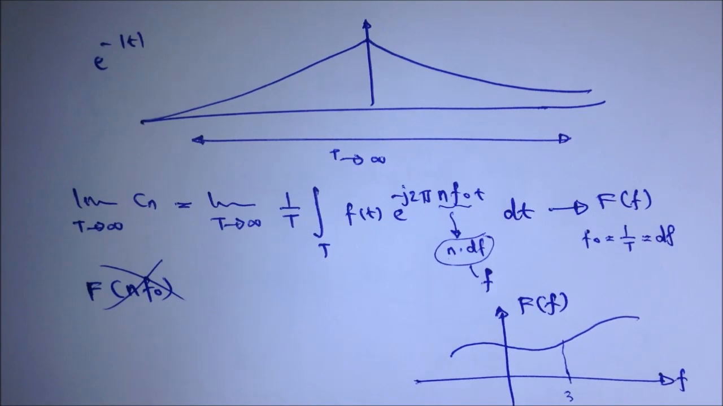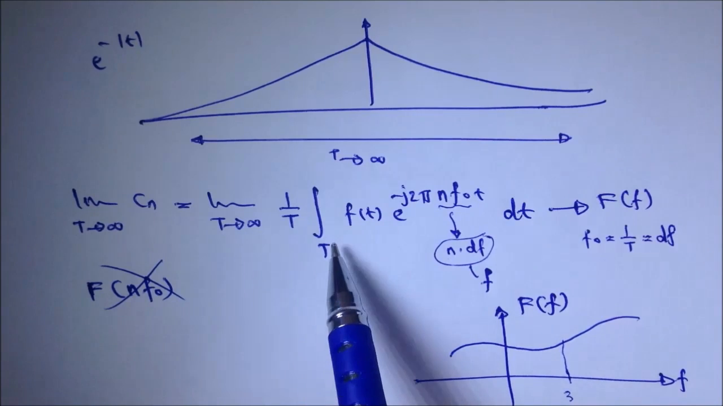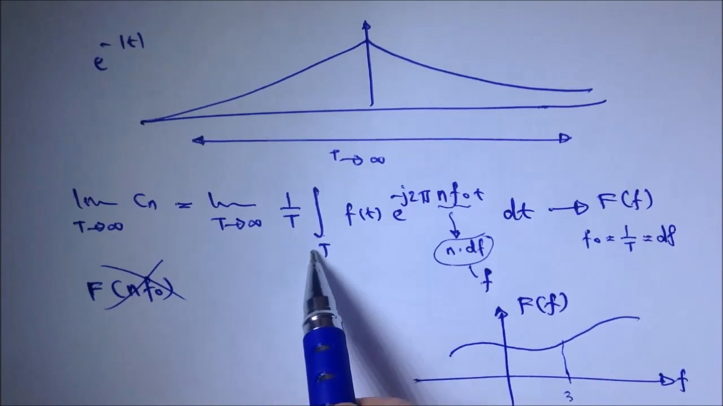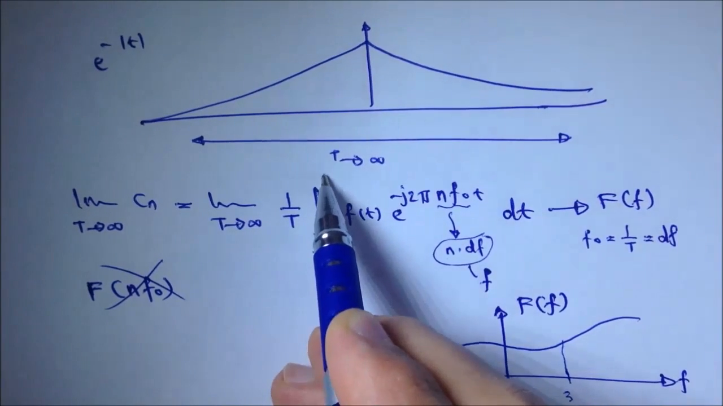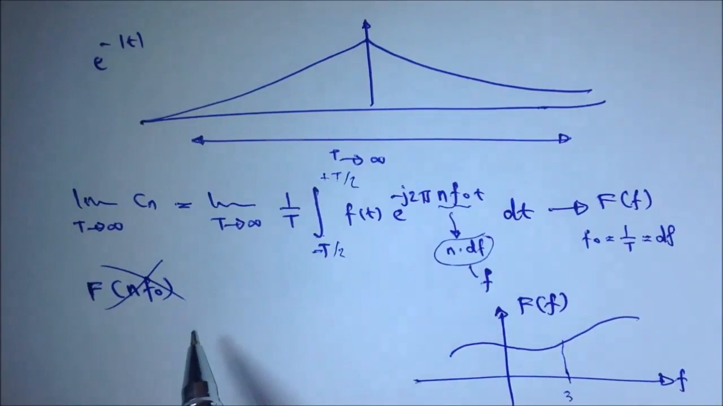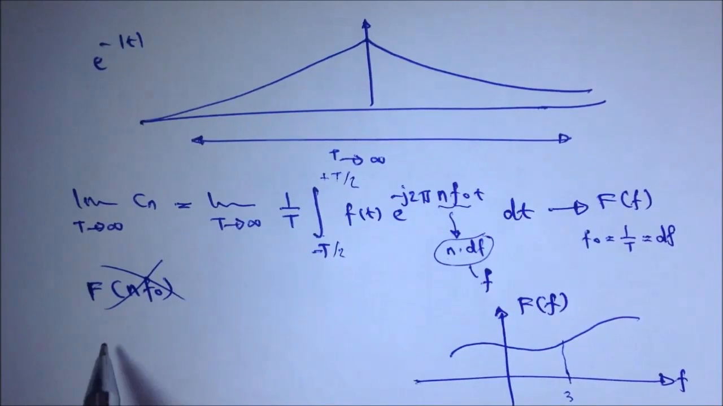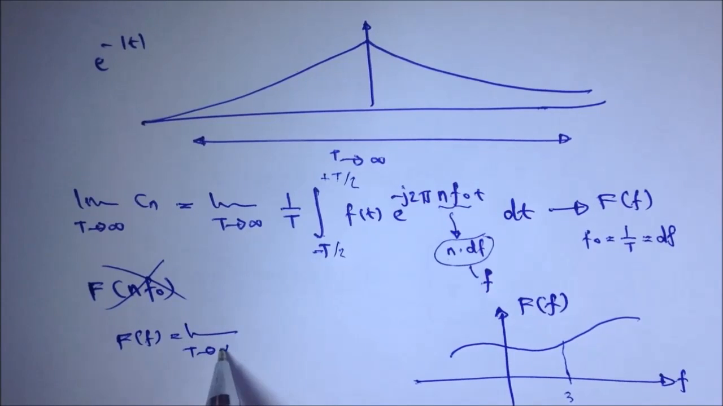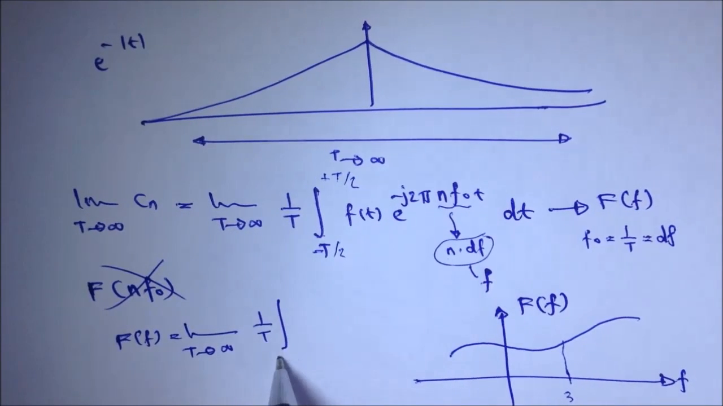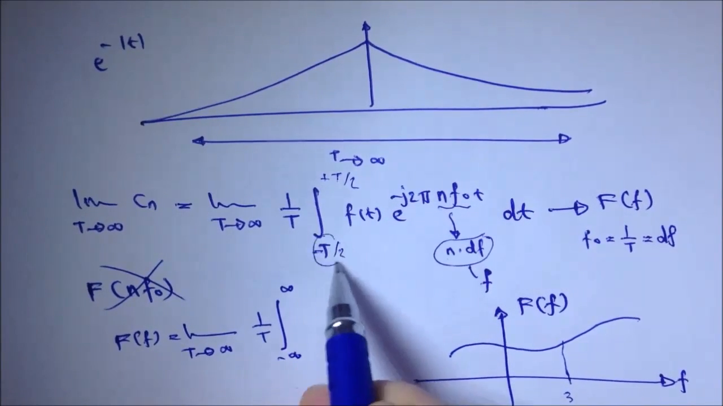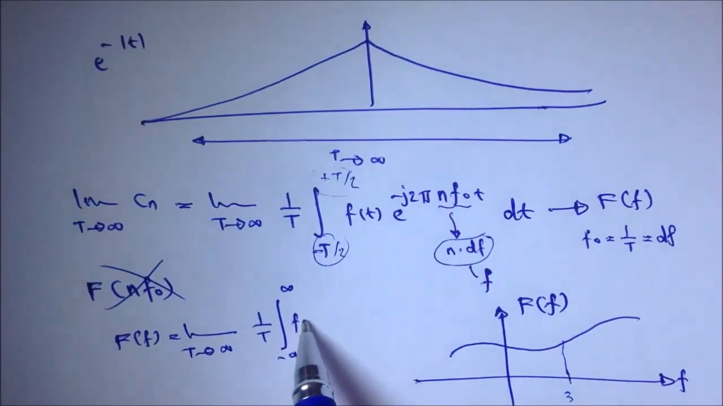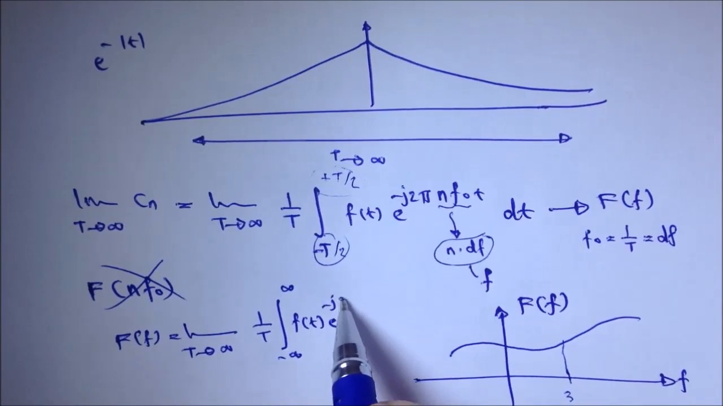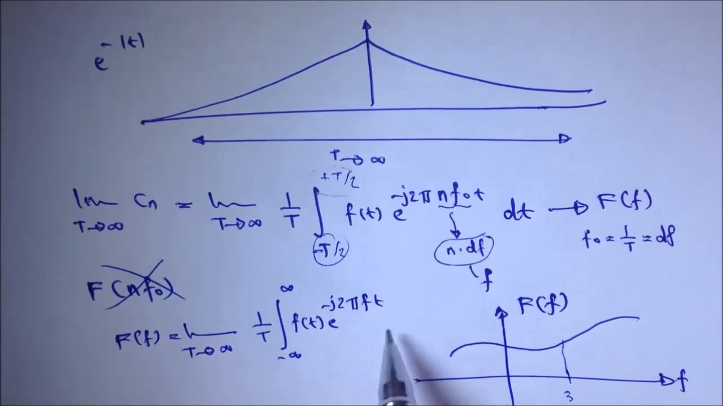Now, by integrating over a single period of time, so from minus T over 2 to plus T over 2, for example, and as T approaches infinity, let's say that F of f equals the limit as T approaches infinity of 1 over T, integration from minus infinity to plus infinity of f of t e to the minus j 2 pi f t dt.